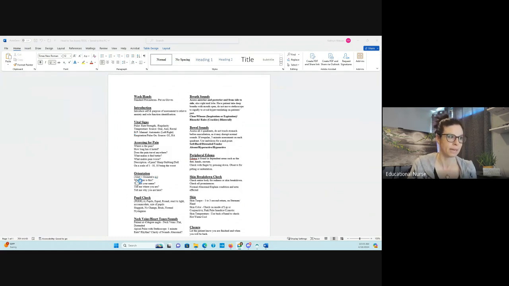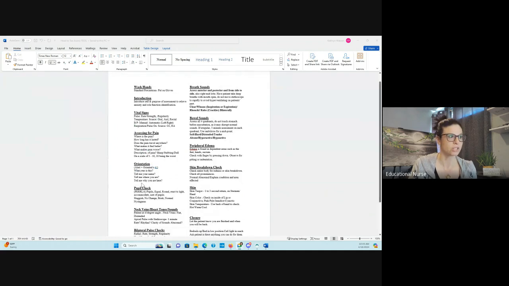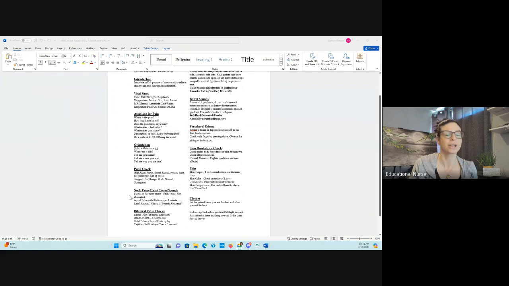Okay, assessing pain. This is the 5th vital sign that we go over. And these are the questions that you need to ask. Orientation questions, pupil check. So you have your pen light with you, your neck veins, patient up at a 45-degree angle, and you're checking. This is very easy to see. This is something you can start doing.